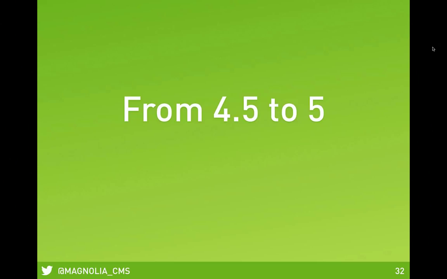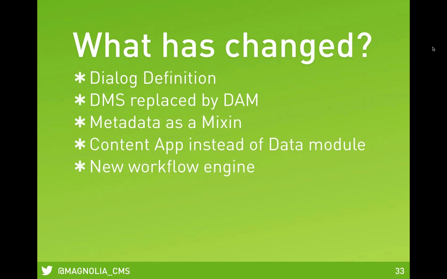Now we will discuss about the second migration process from Magnolia 4.5 to Magnolia 5. What has changed in Magnolia 5 that will impact my migration? The first big change is the dialog definition. Then the DMS, which has been replaced by the DAM, and the metadata, which are now represented as a mixin. The content app now is a way to manipulate data and will replace the data module. We have also introduced a new workflow engine.